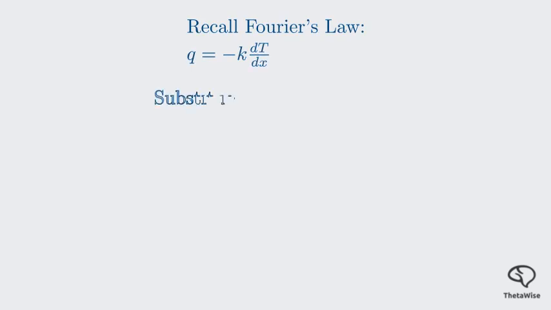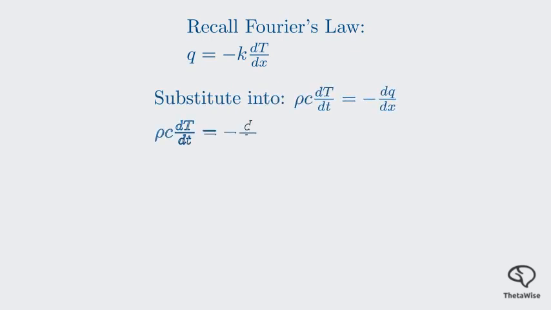Substituting this into our conservation of energy equation, we get rho times C times dT/dt equals the negative of the derivative of negative K times dT/dx. The two negative signs cancel out, and if we assume the thermal conductivity, K, is constant, we can pull it out of the derivative. This gives us rho times C times dT/dt equals K times the second derivative of T with respect to x. This is the one-dimensional heat equation.